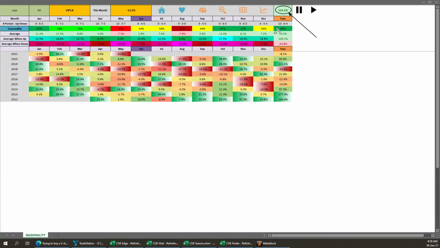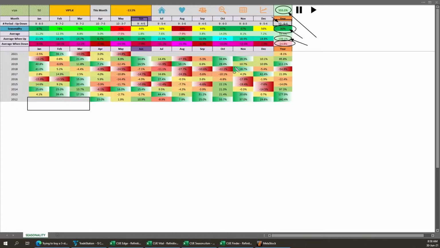555%, and if you look at the years, out of total 10 years, 10 years may not be complete, that's why it is showing 9 years here, 10 years here. You can see it's not complete. Still, out of those 10 years, 60% of the times it was up. When it was up, the average annual up percentage was very high, 109%. When it was down, the average down percentage was about 25%.